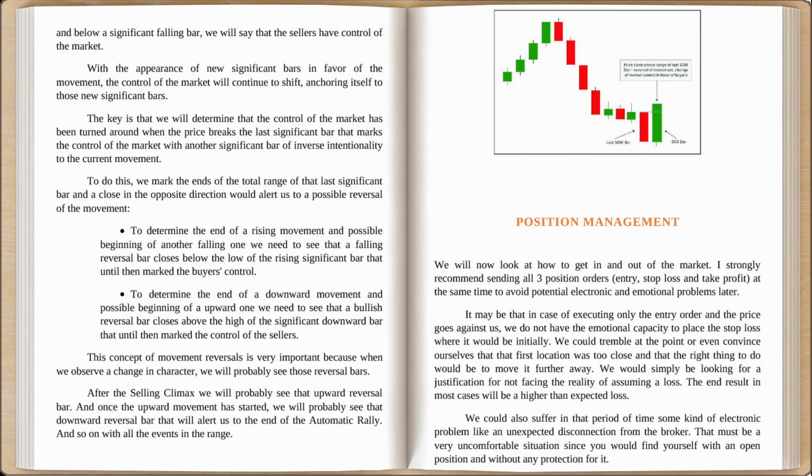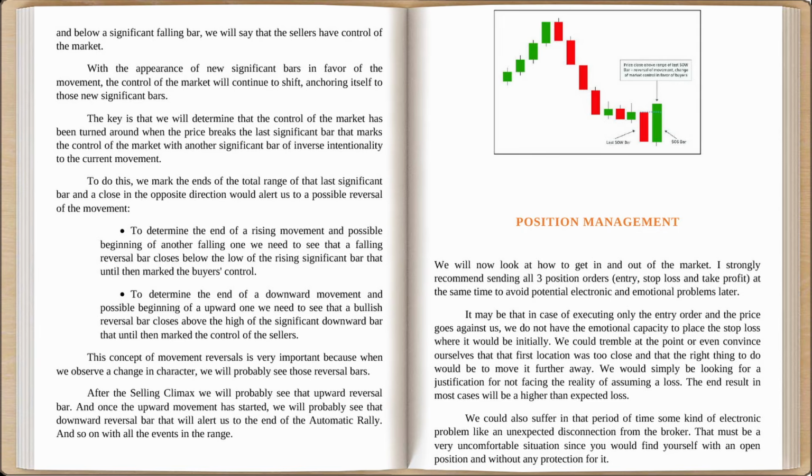The key is that we will determine that the control of the market has been turned around when the price breaks the last significant bar that marks the control of the market with another significant bar of inverse intentionality to the current movement. To do this, we mark the ends of the total range of that last significant bar, and a close in the opposite direction would alert us to a possible reversal of the movement.